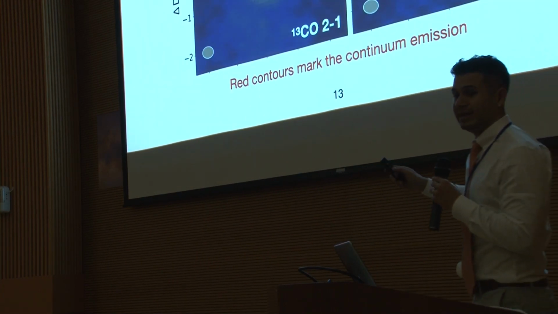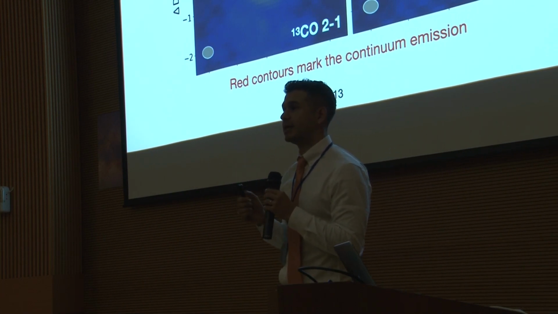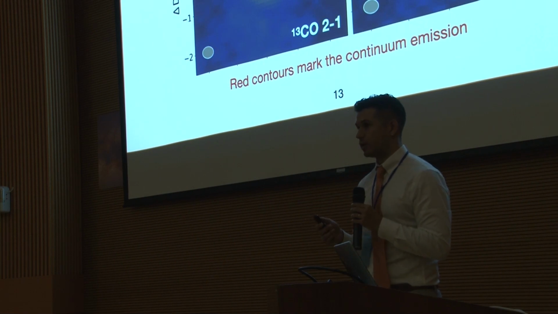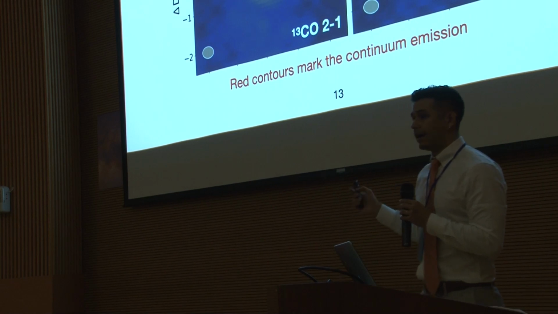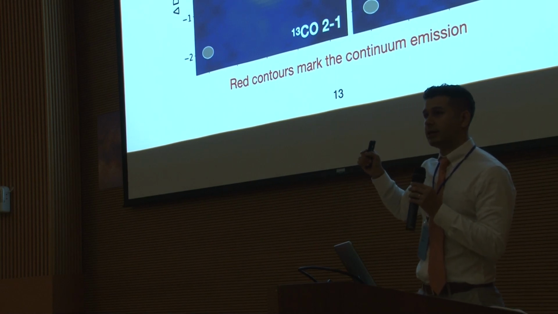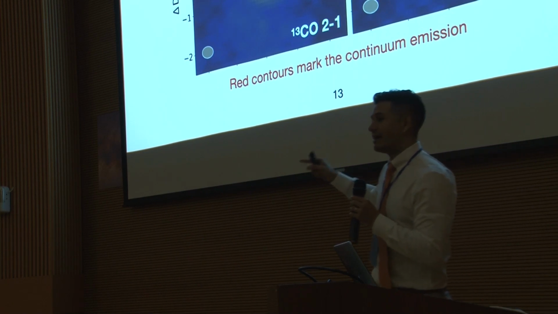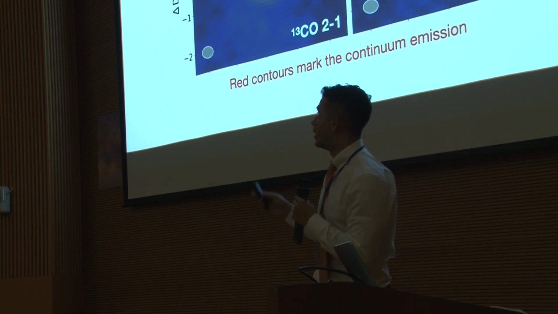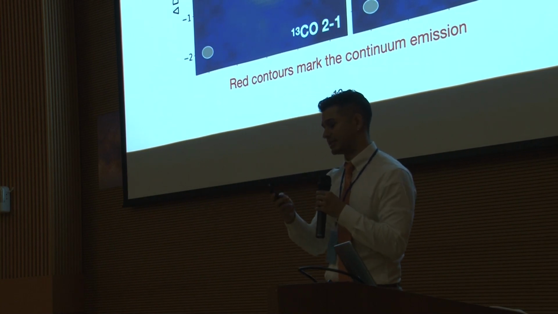Okay, so finally the disk. So these are 13CO and C18O integrated intensity maps for the disk around this protostar. And I'm comparing that to the dust continuum emission, which is shown in red contours. You can see that they have an elongation in pretty much the same direction, so along the major axis, but they have different scales of sizes.